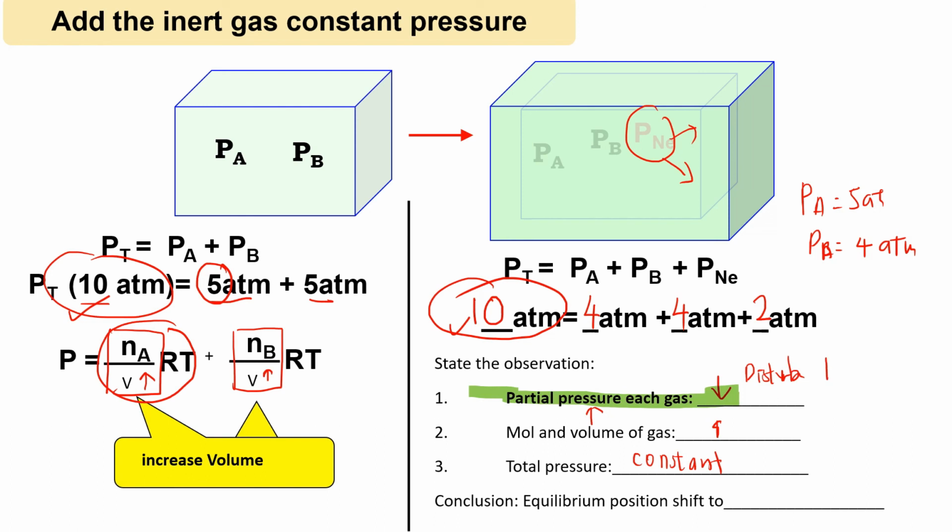So how do we reduce the disturbance? We must increase the pressure back. How do we increase the pressure? We must shift to the side with more moles of gas. So the conclusion is that the equilibrium position will shift to the side with more moles of gas. This is the result for the inert gas at constant pressure: the equilibrium position will shift to the side with more moles of gas.